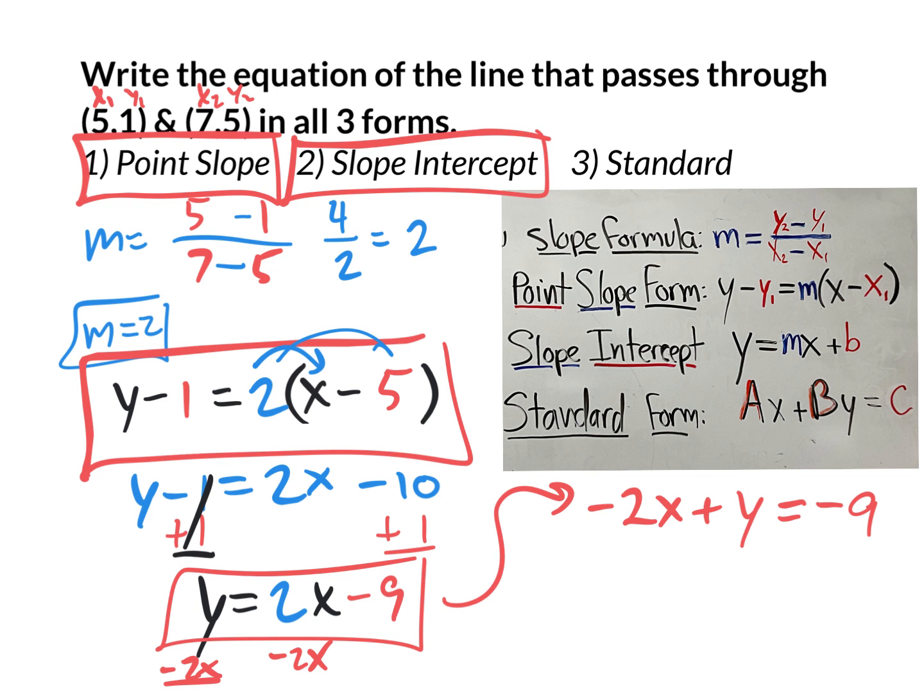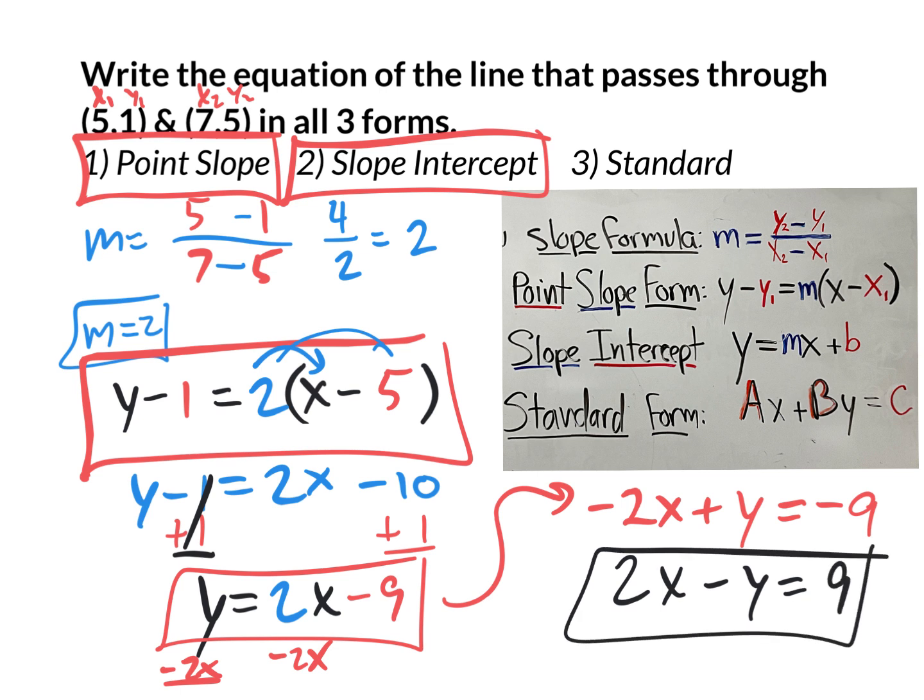Sometimes, if you're taking a multiple choice test, they may write it so the a value is positive, which means you multiply everything by negative 1. So it could be written as negative 2x plus y equals negative 9, or it could be written as positive 2x minus y equals positive 9. And there's your standard form right there, all three forms, okay?